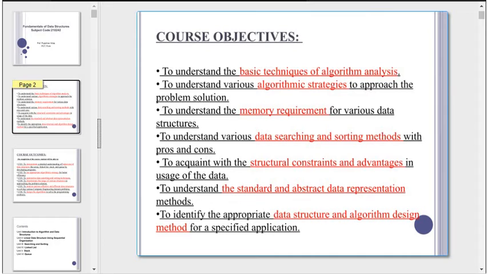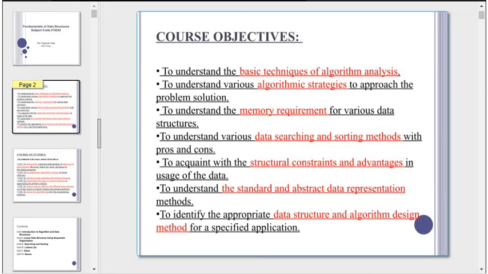The second objective is to understand the various algorithmic strategies to approach the problem solution. There are different strategies or approaches to solve a problem, like divide and conquer, dynamic programming, and the greedy approach. We are going to see all these algorithmic strategies and how we can apply them to a problem to solve it efficiently.